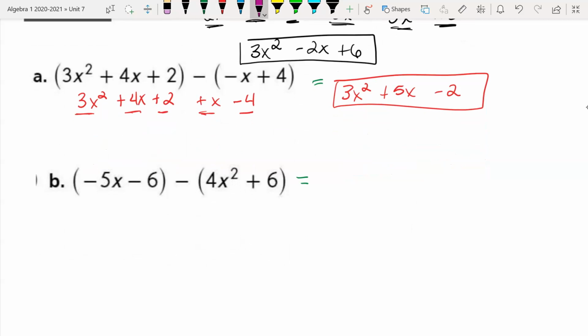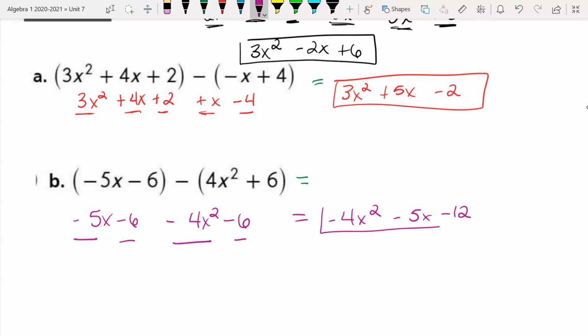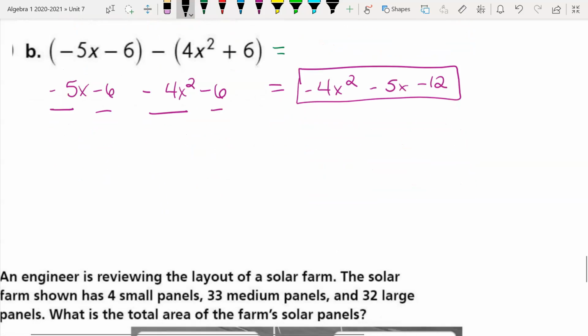The bottom one, again, I always like to rewrite it and distribute my negative. That's just me. There are no other x squareds. Negative 5x, there are no other x's. And then negative 6 minus 6 gives me negative 12. Okay, so that's adding, subtracting.